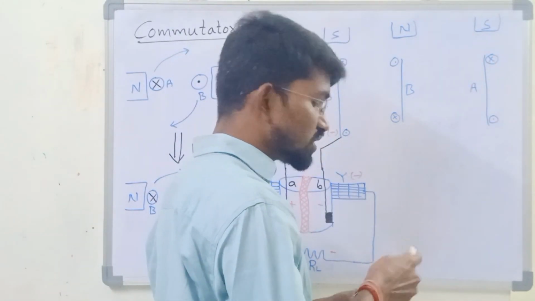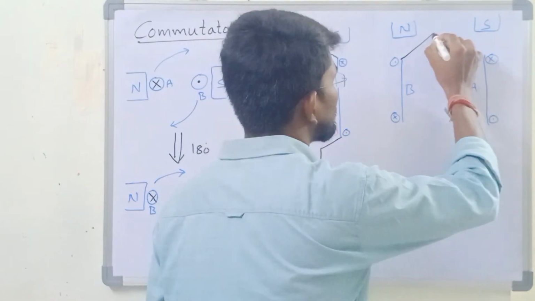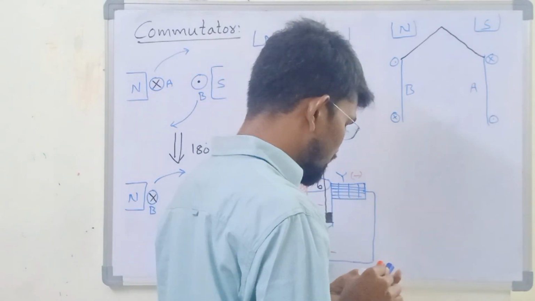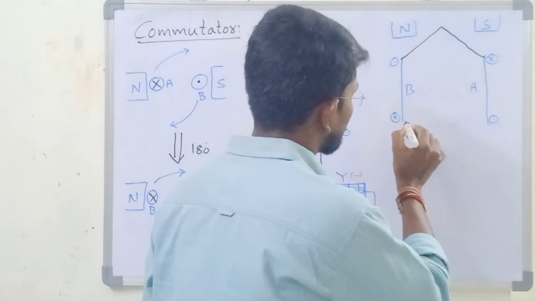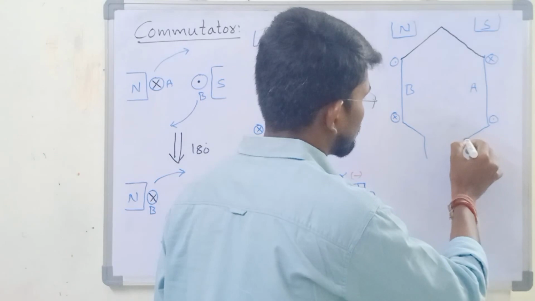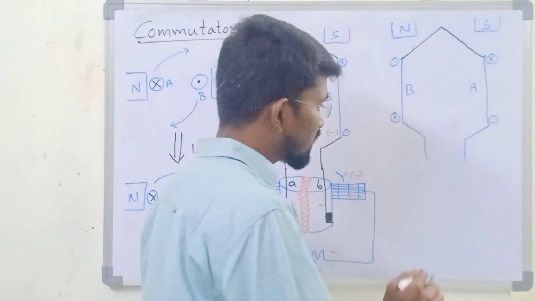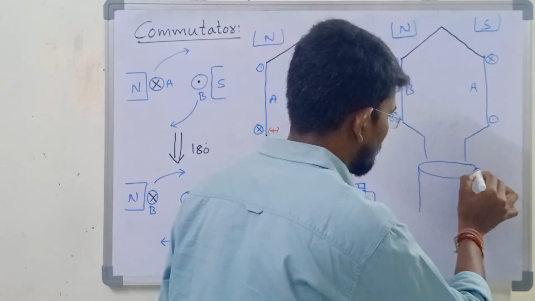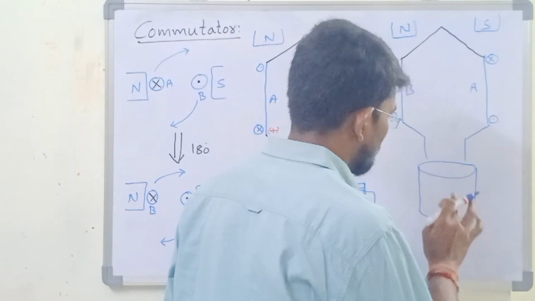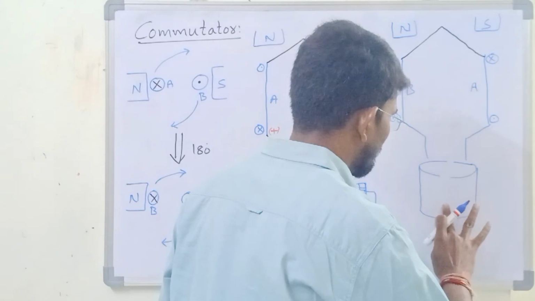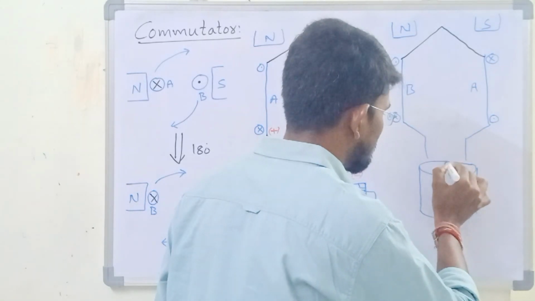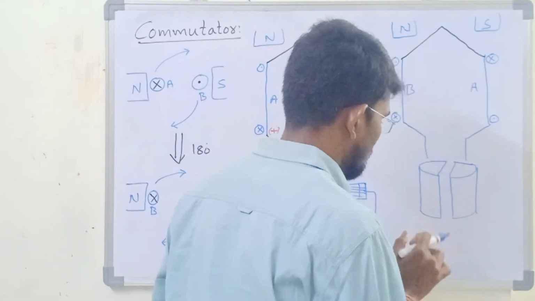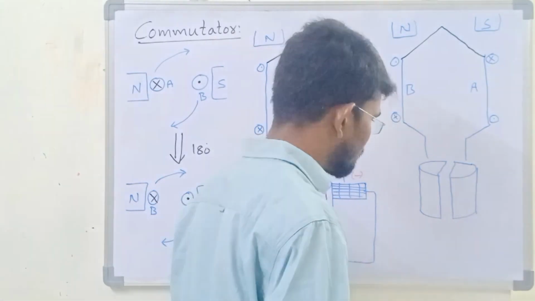And again we will be using the help of back end connections to add the voltages of conductor A and conductor B, and the front end connections will be taken out here. And to these front end connections we are connecting again a commutator. And this commutator is having a number of segments separated with the insulation medium.